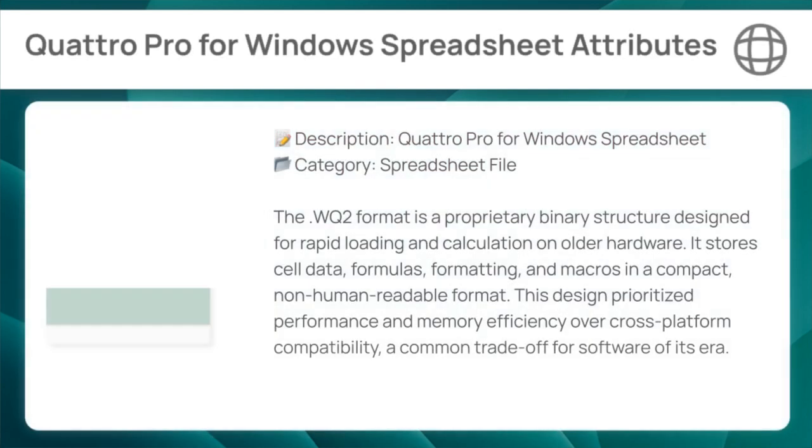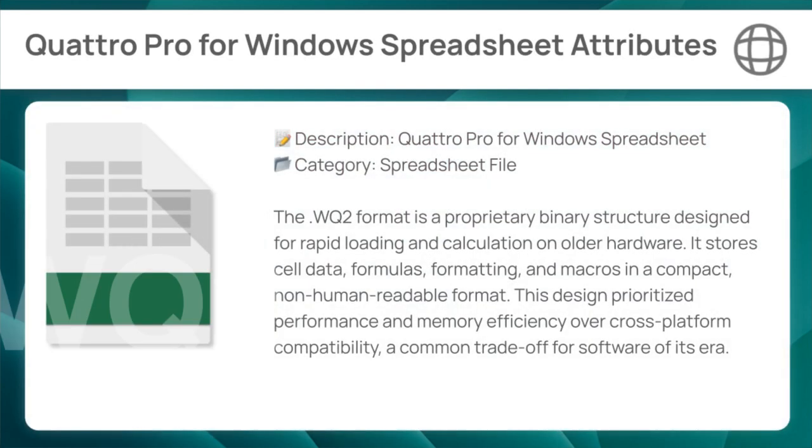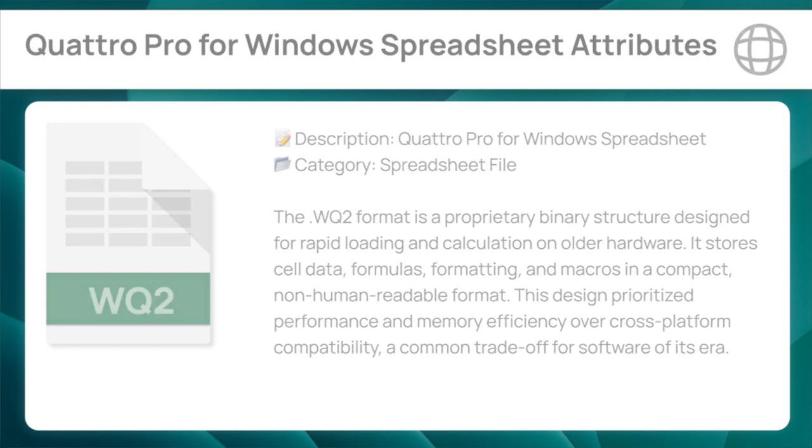The WQ2 format is a proprietary binary structure designed for rapid loading and calculation on older hardware. It stores cell data, formulas, formatting, and macros in a compact, non-human-readable format. This design prioritizes performance and memory efficiency over cross-platform compatibility, a common trade-off for software of its era.